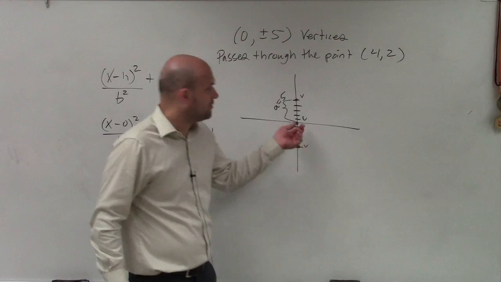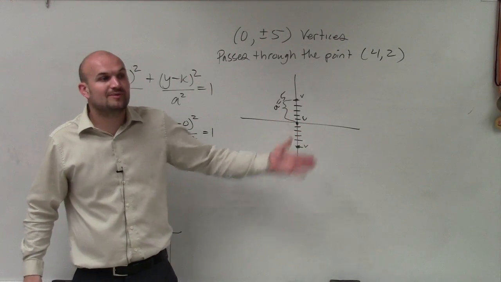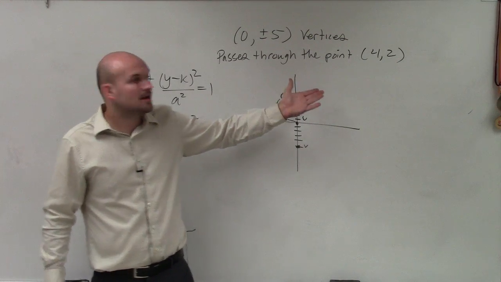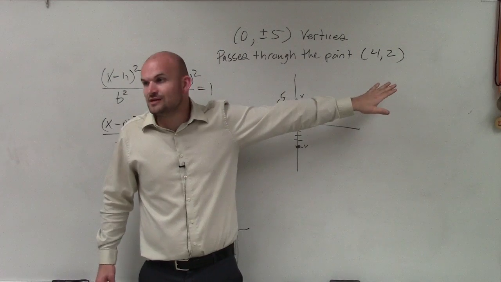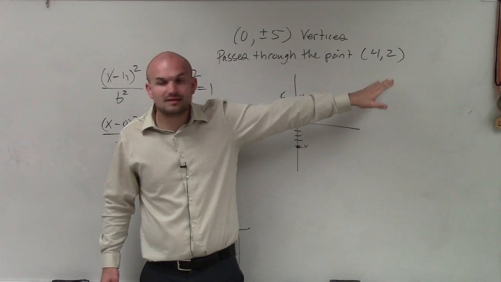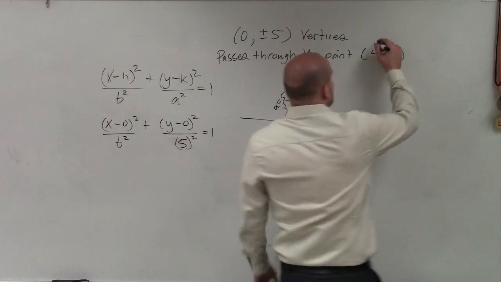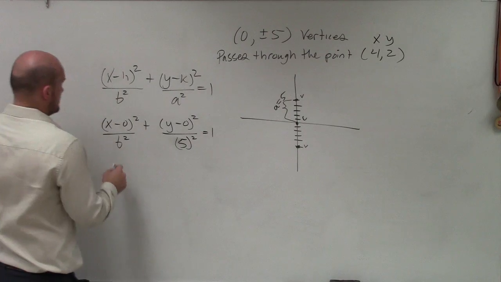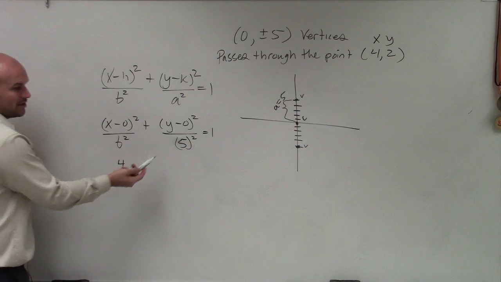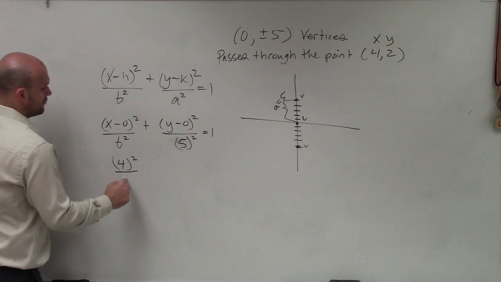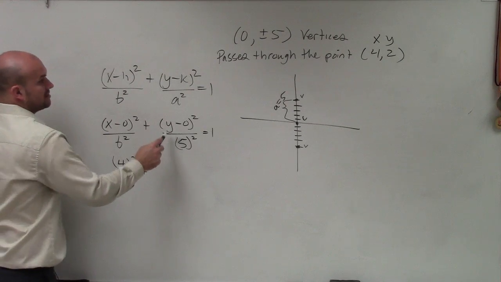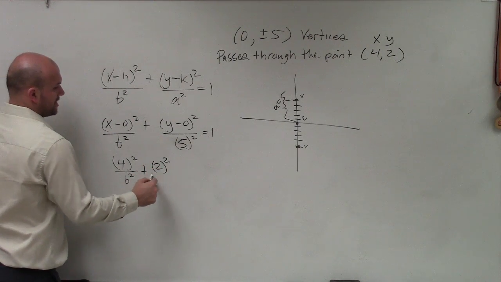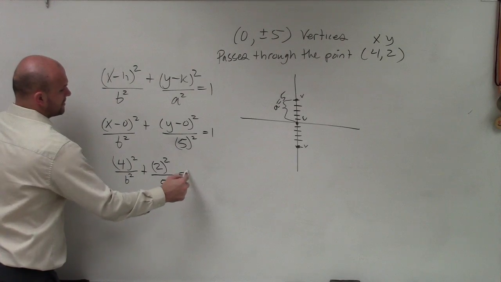No. And I don't know what my foci is for c, because usually we have the information for a and c, then we find b. But I don't have any information for the foci either. I do have information, though, on a random point that is on my ellipse. So I can plug that in for x and y. So now, let's go ahead and do that. So I have 4 minus 0 is just 4 squared over b squared plus 2 minus 0 squared over 5 squared equals 1.